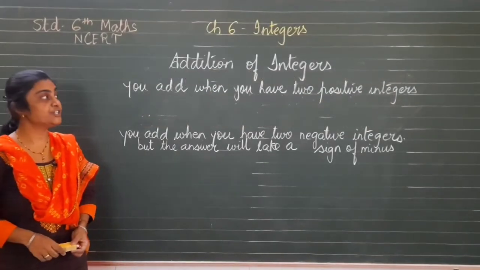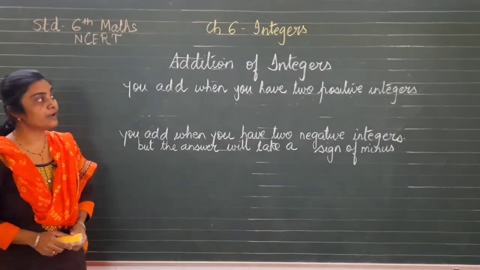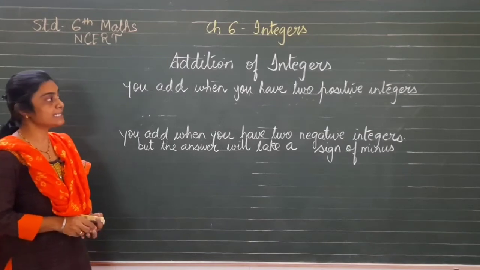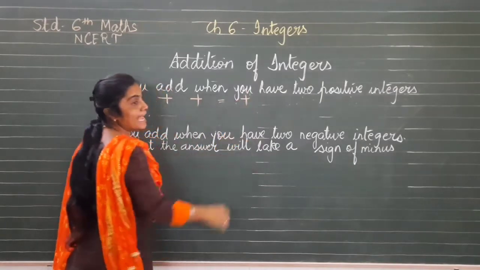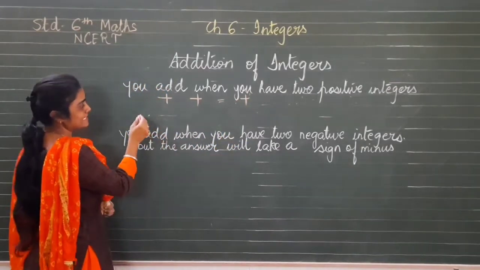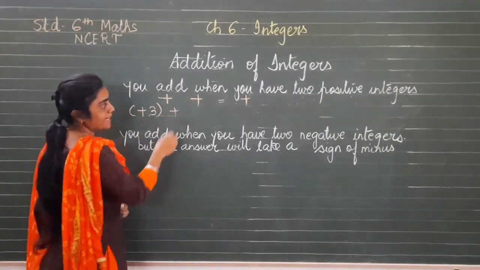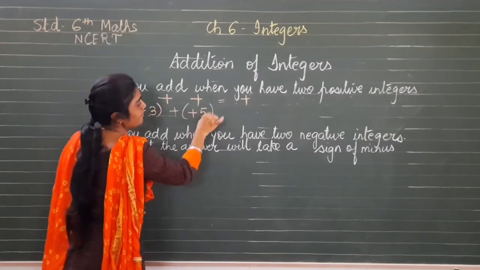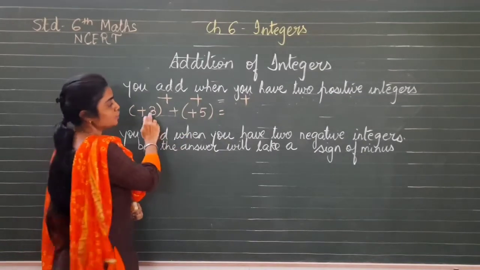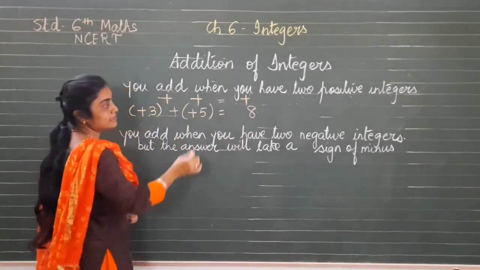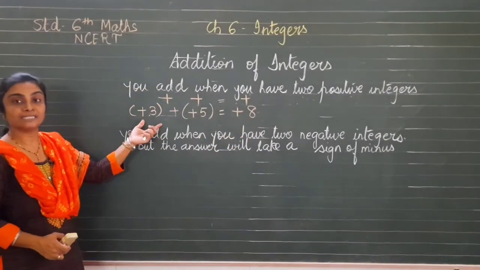Now let us see addition of integers. According to the rule of addition of integers, you add when you have two positive integers. Let us take a look at an example. Plus 3 is a positive integer. I am adding another positive integer, plus 5. According to the rule, when two numbers are positive, you have to add. So 3 plus 5 is 8, and the sign you will keep is plus. So this was the addition of two positive integers.